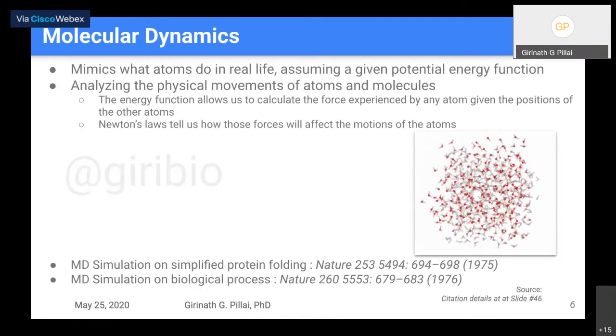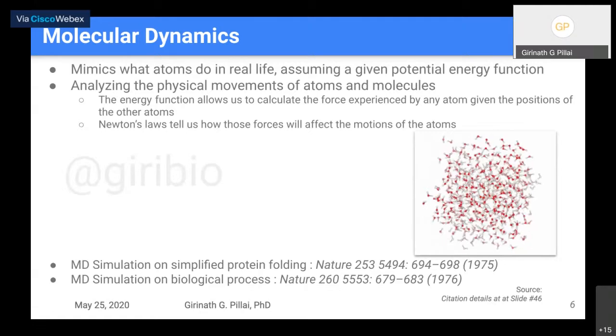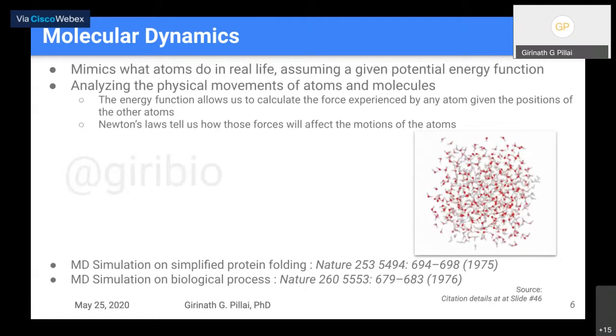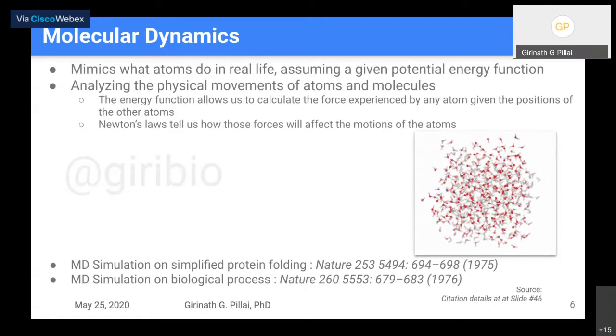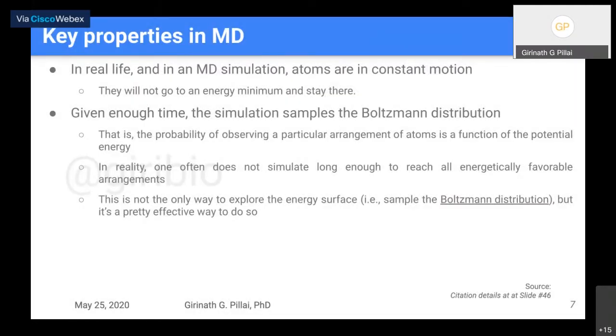So you have to imagine what kind of computing resources were available at that time, and still they were able to manage to simulate it, not so advanced as what we do now, but still. The key property in MD is that in an MD simulation, atoms are in constant motion. So they will not go to an energy minimum and stay there. They will always be in constant motion.